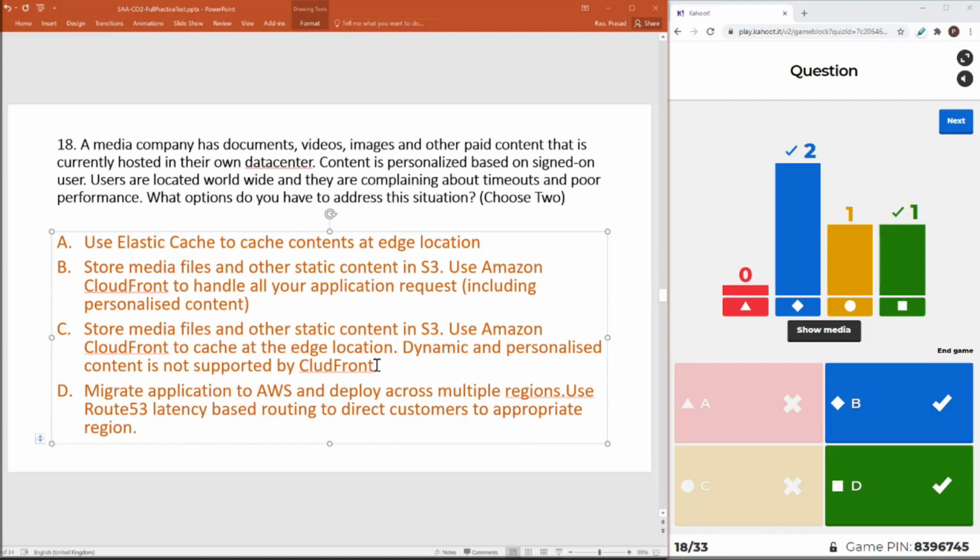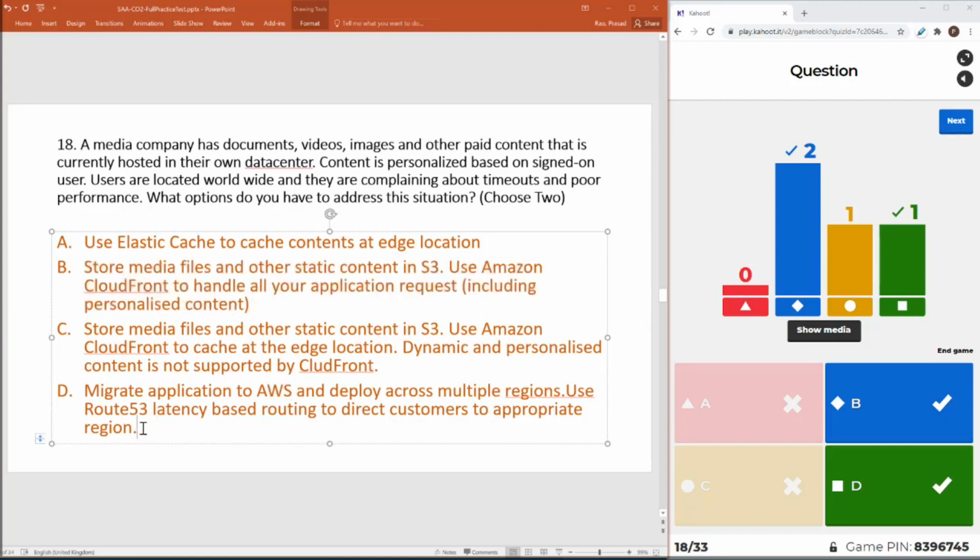Through CloudFront, you can always have the dynamic content also cached, and also you can have the signed URLs. Option D, migrate your application to AWS. Yes, you can do that, and deploy across multiple regions. If you have deployed in multiple regions, then your users will be able to reach the application which is closest to them. And then you can use Route 53 to route the request to the lowest latency. So designing it in a more cloud native way, the best way I would say is B.